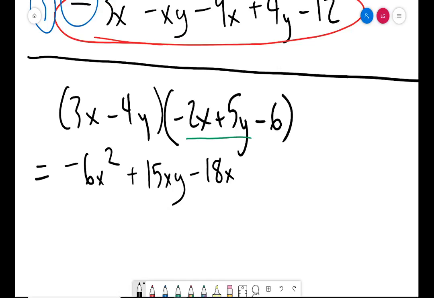Okay, not done. We have to execute the entire multiplication here. It's two sets of distributions. We've distributed 3x multiplied by the terms in the second set of parentheses. Now we'll do negative 4y. So negative 4y times negative 2x, positive 8xy. Negative 4y times positive 5y, negative 20y squared. Negative 4y times negative 6, plus 24y.